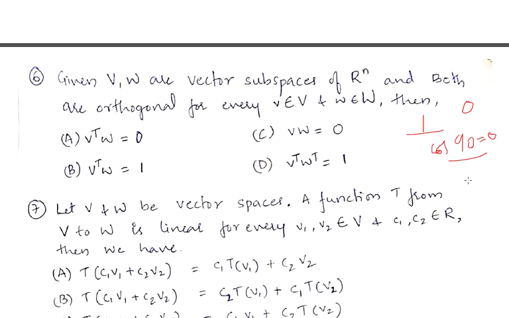Suppose this is the V vector and this is W. V transpose is also a column vector, or a matrix vector, which will be orthogonal to the W vector. Only in 3D space it will have a different angle of orientation. So V dot W is 0, and V transpose dot W is also 0. This is one of the properties: V transpose W is equal to 0. So A is the answer.